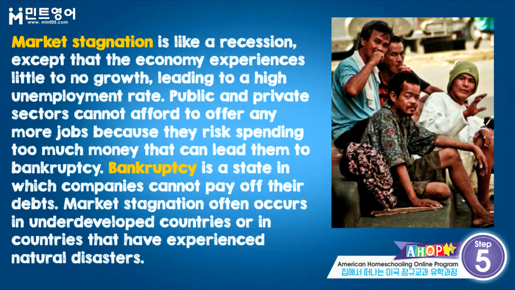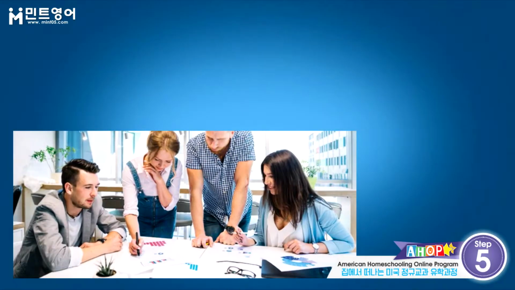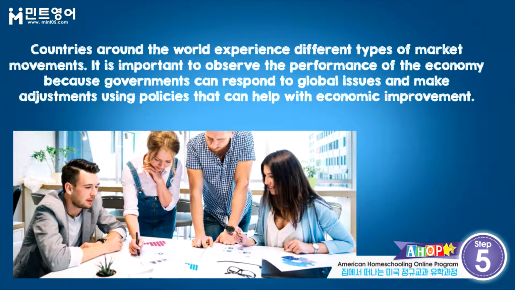Market stagnation often occurs in underdeveloped countries or in countries that have experienced natural disasters. 시장 침체는 종종 저개발 국가나 자연재해를 겪은 국가에서 나타날 수 있습니다. Countries around the world experience different types of market movements. 전 세계의 국가들은 다양한 유형의 시장 움직임을 경험할 수 있습니다.